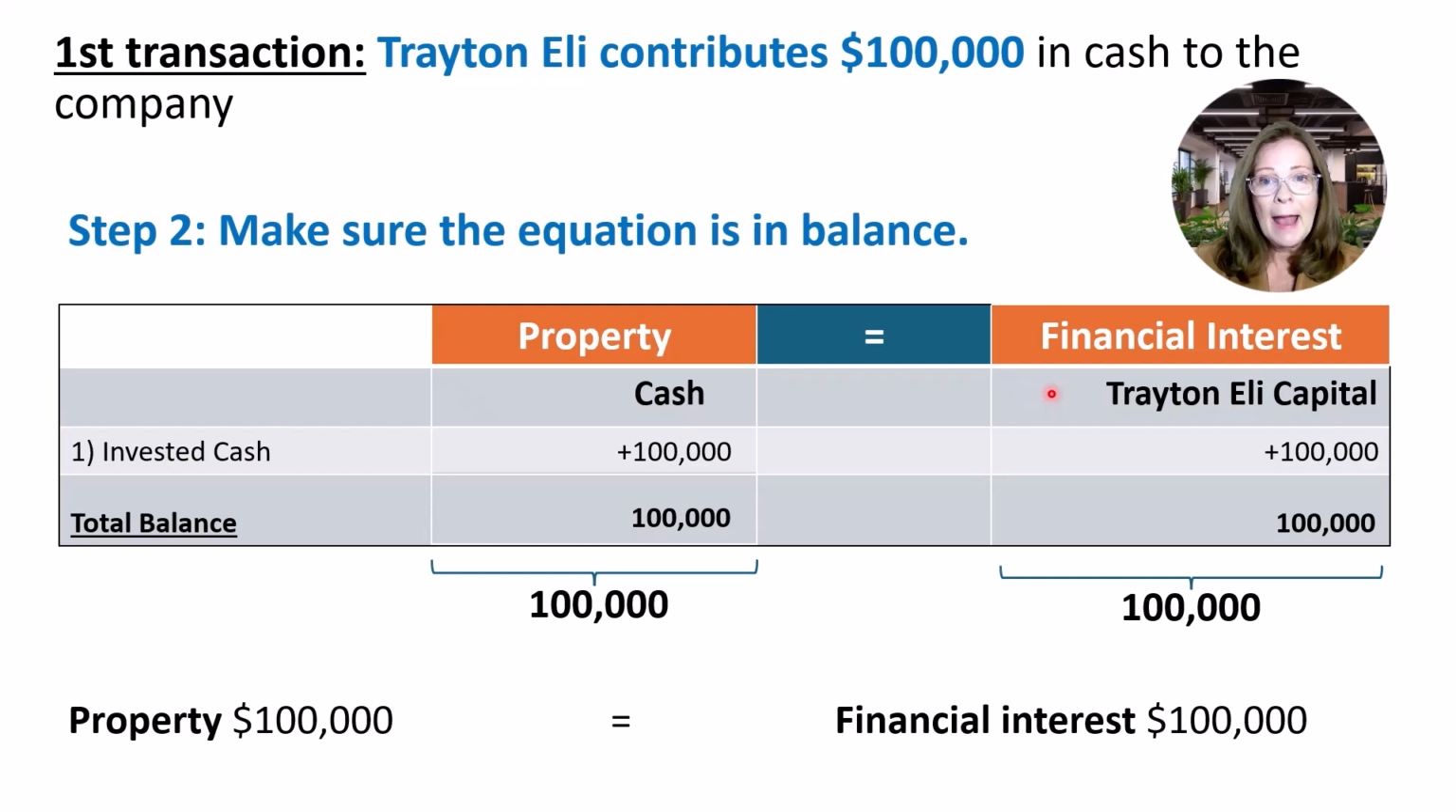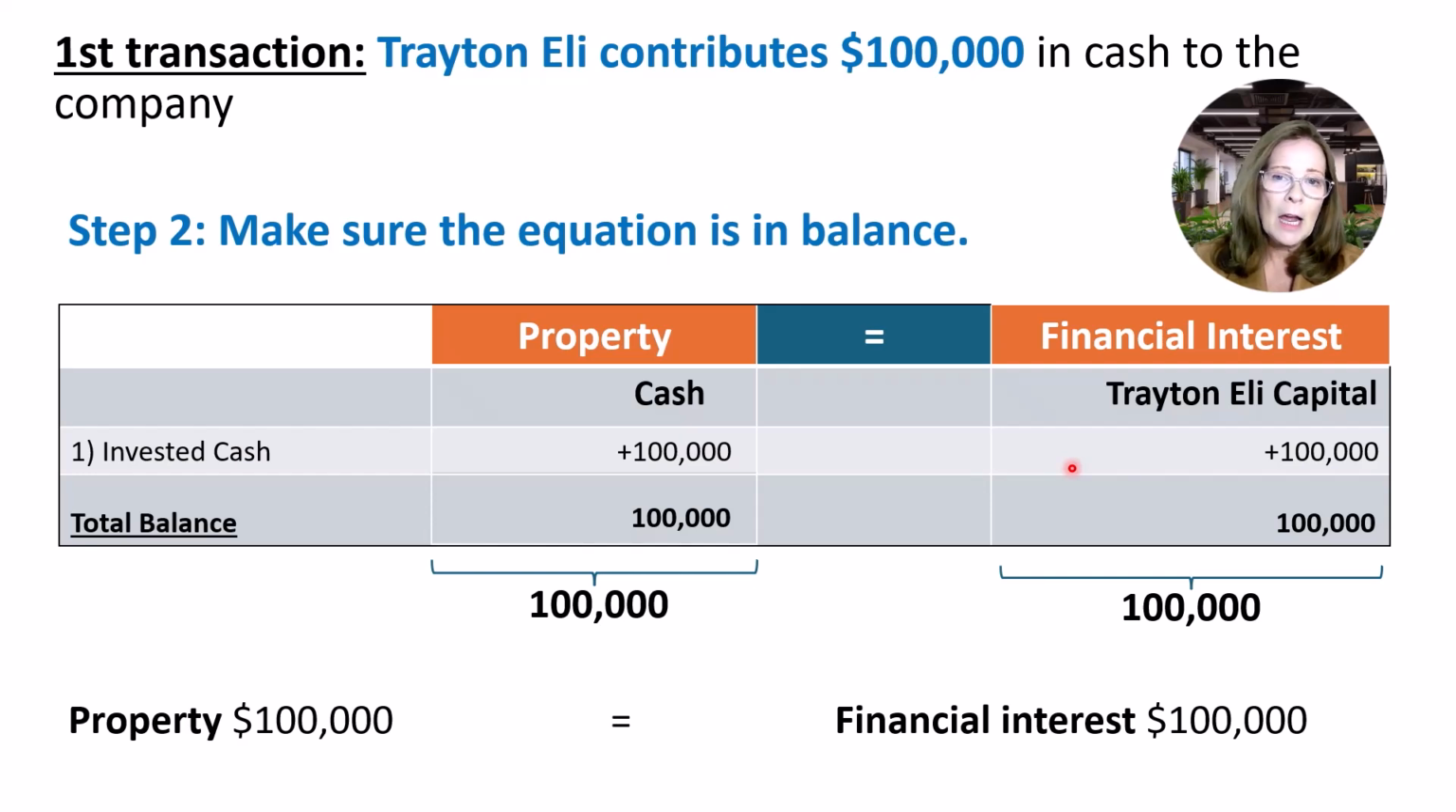Now, when we analyze the transaction where Trade and Eli invested $100,000 cash in the business, we said that the cash account increased. So we write plus $100,000 in the column for the cash account. We also said that the monies owed to the owner increase, and that means we write plus $100,000 in the column for the Trade and Eli Capital account.